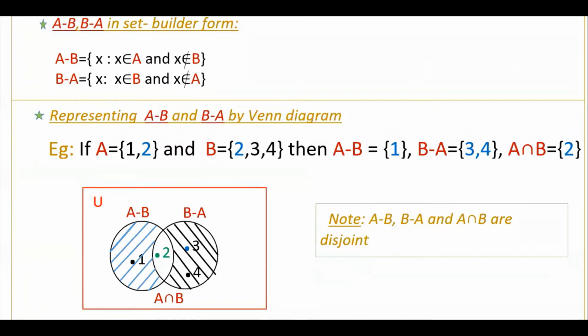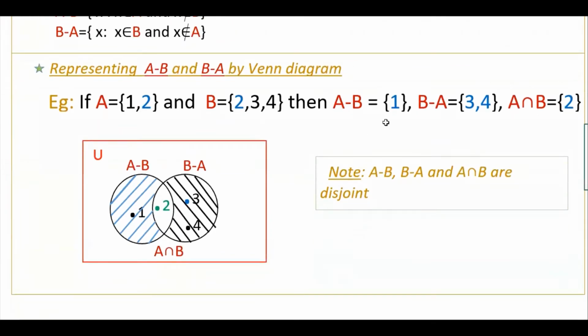And how we can represent A minus B and B minus A by Venn diagram, you can see here. For example, if A is equal to 1, 2 and B is equal to 2, 3, 4, then A minus B, you have to write only A elements which do not belong to B. So 2 belongs to B also, so you have to write only 1 here. And B minus A, you take only B elements 2, 3, 4, but exclude 2. So 3, 4. And A intersection B, the common element here is only 2.